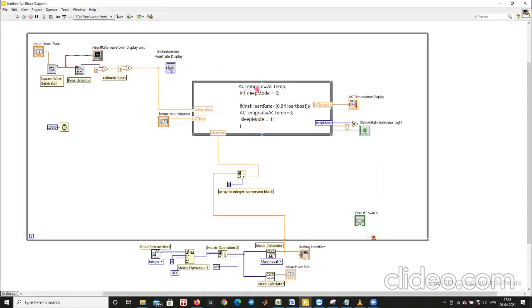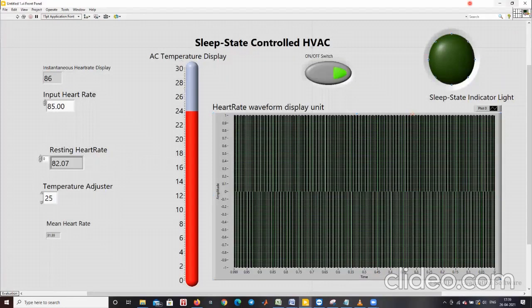So the first line of the code and the output is the AC temp out. So this is the temperature at which the system controls the HVAC system. That is, this simulation controls the HVAC system. If the AC temperature is the same as the input temperature, then we feed it in the same way. If the system is in sleep state, then we feed another value, which we'll see later. And this is the sleep mode indicator. This is a flag sort of a thing, where if the system is in sleep mode, this light on the dashboard turns on.